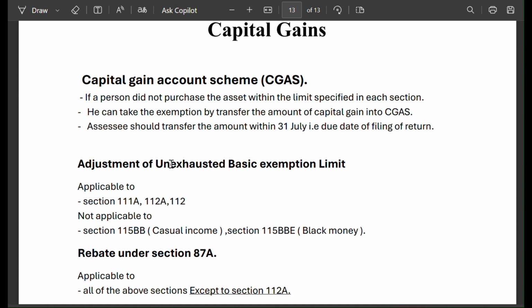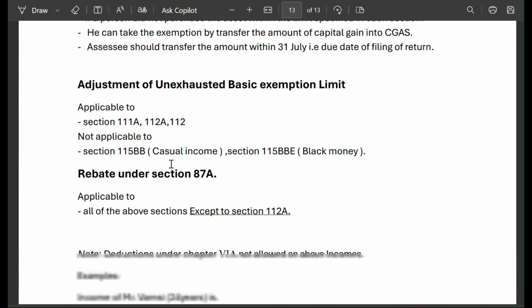If you are not purchasing the asset within the date of filing of the income tax return, that is the 31st July, then on filing the return, the government knows you are purchasing the asset at a later period, so we can give the exemption to this person under the above sections, that is section 54, section 54EC, and section 54F.